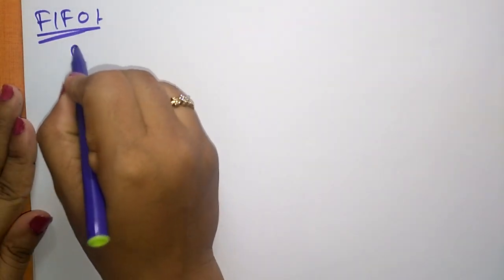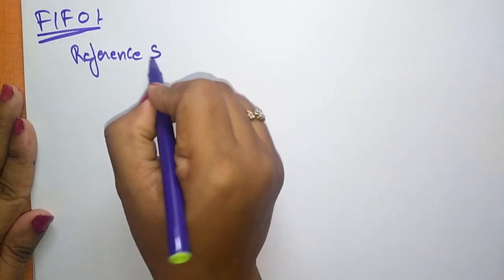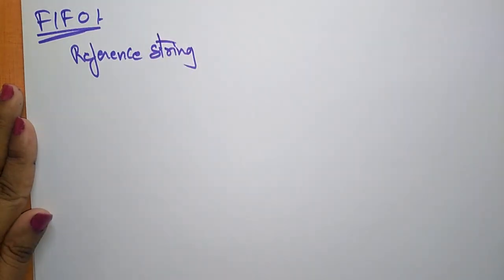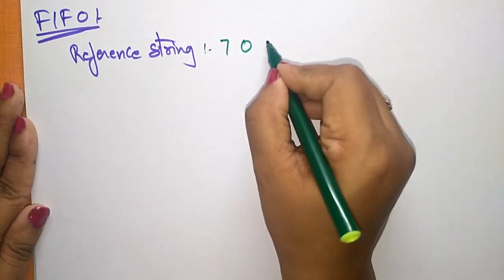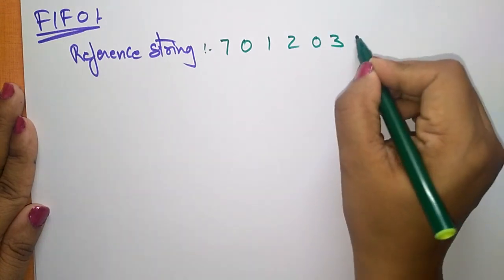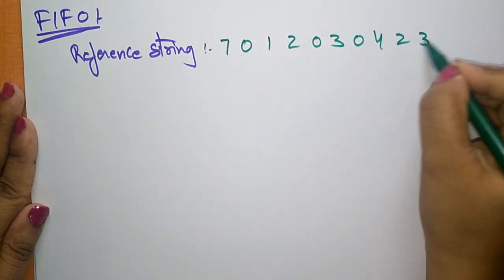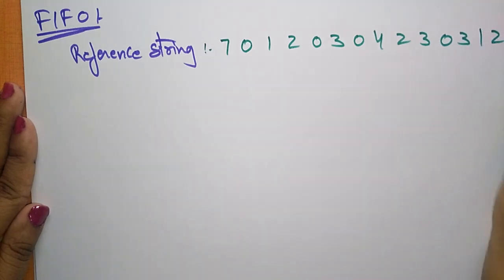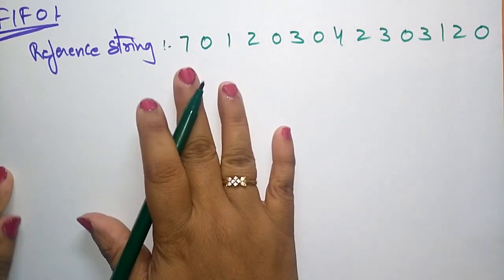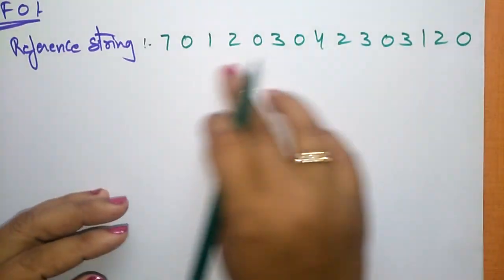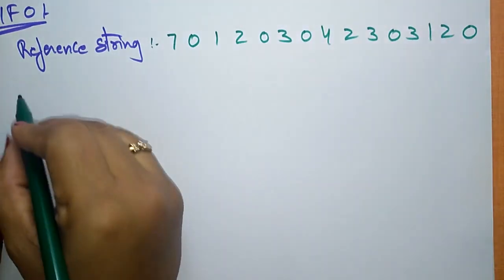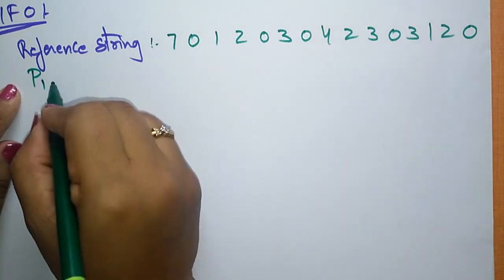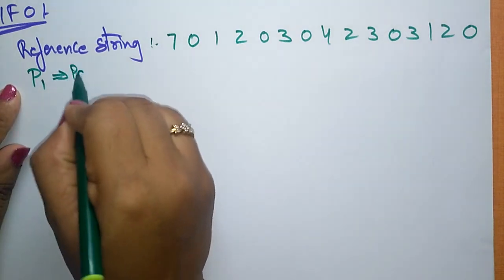Now I am taking some reference string. The reference string I am taking here is 7 0 1 2 0 0 3 0 4 2 3 0 3 3 1 2 0. So these are the pages that are present in the process. Let us take this as a string. These are the page numbers, the pages that the CPU is demanding. Let us take the P1 process.